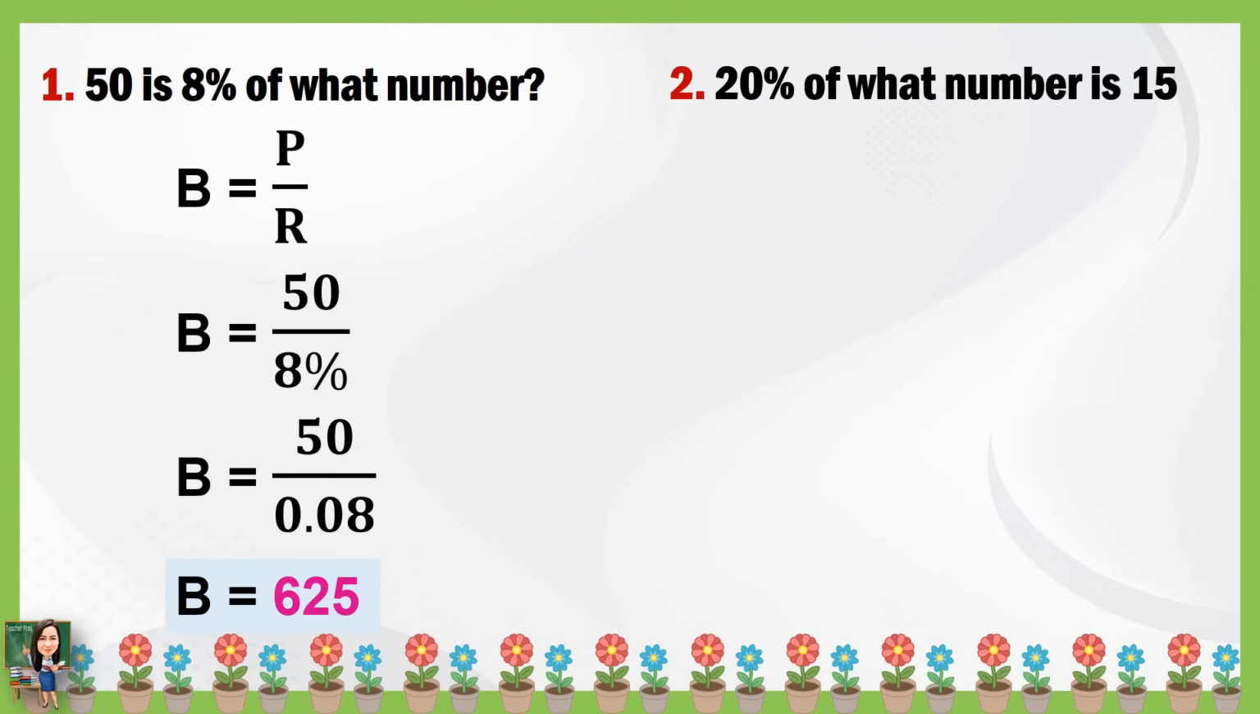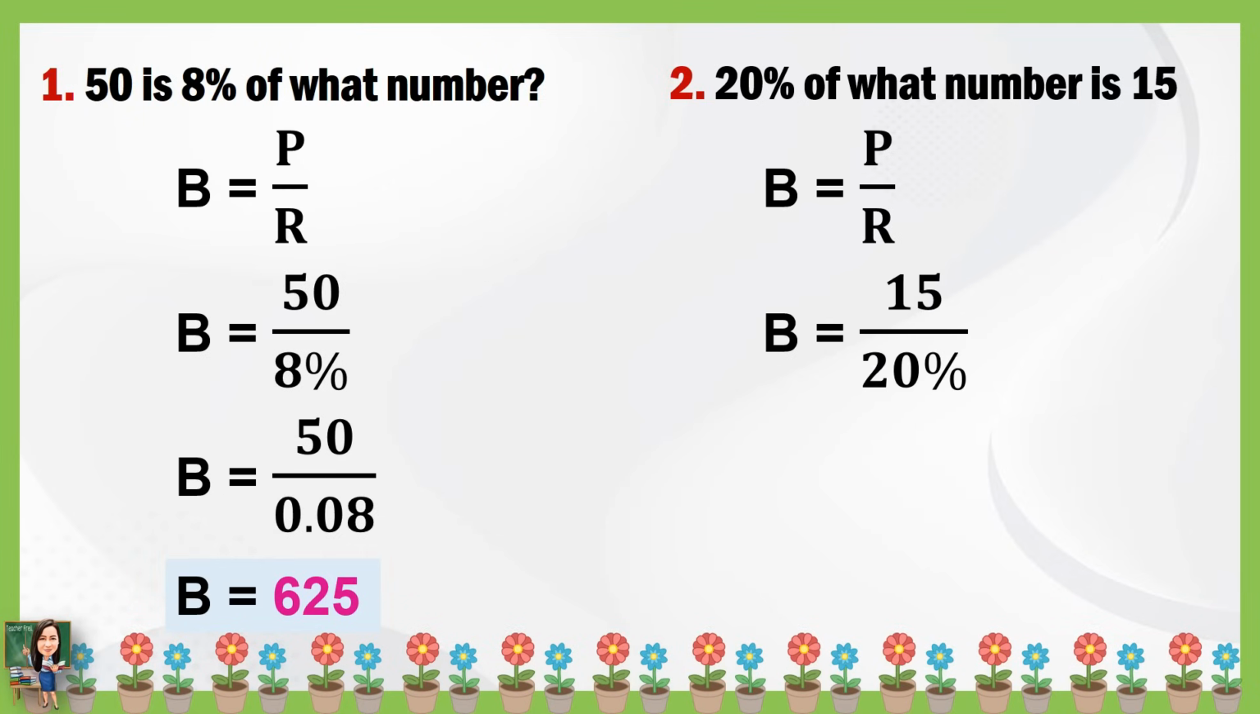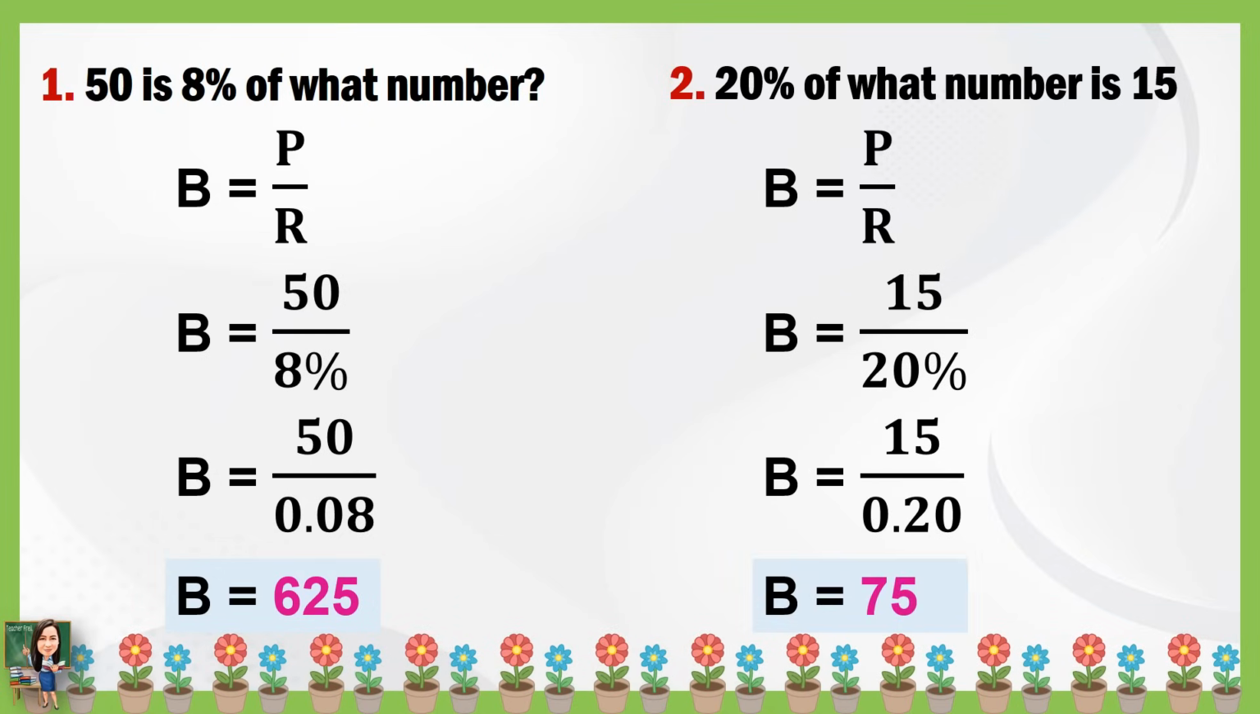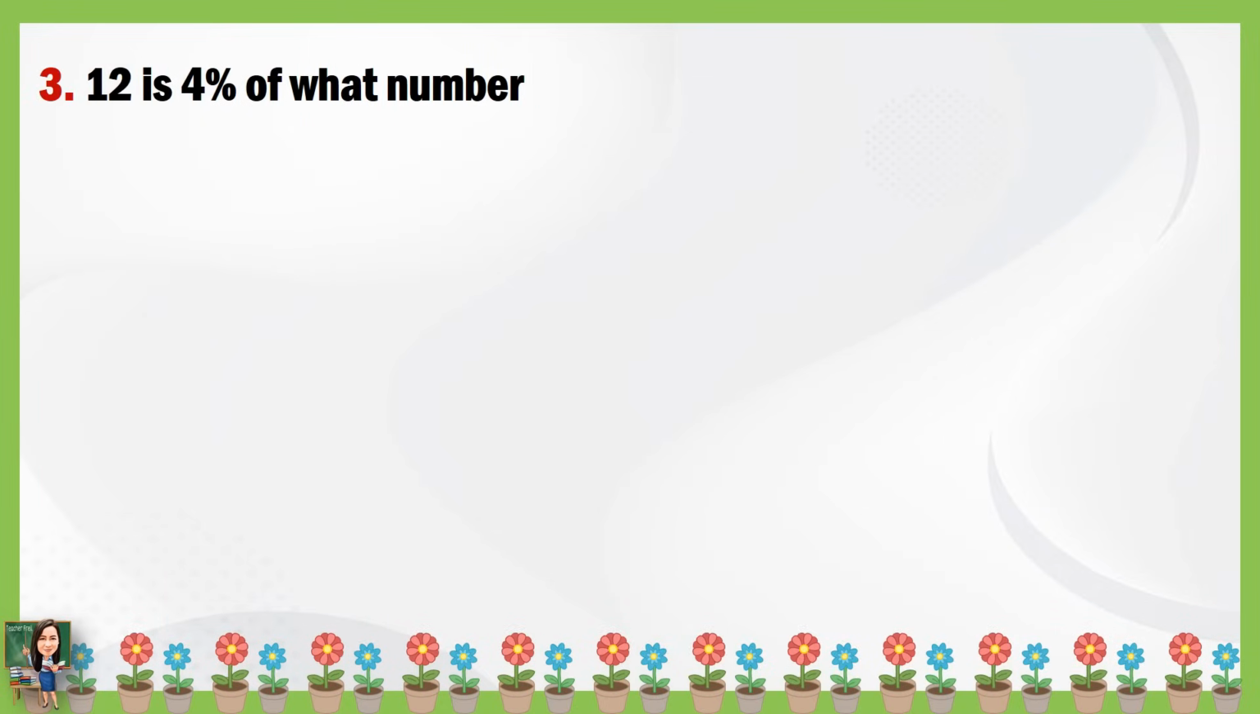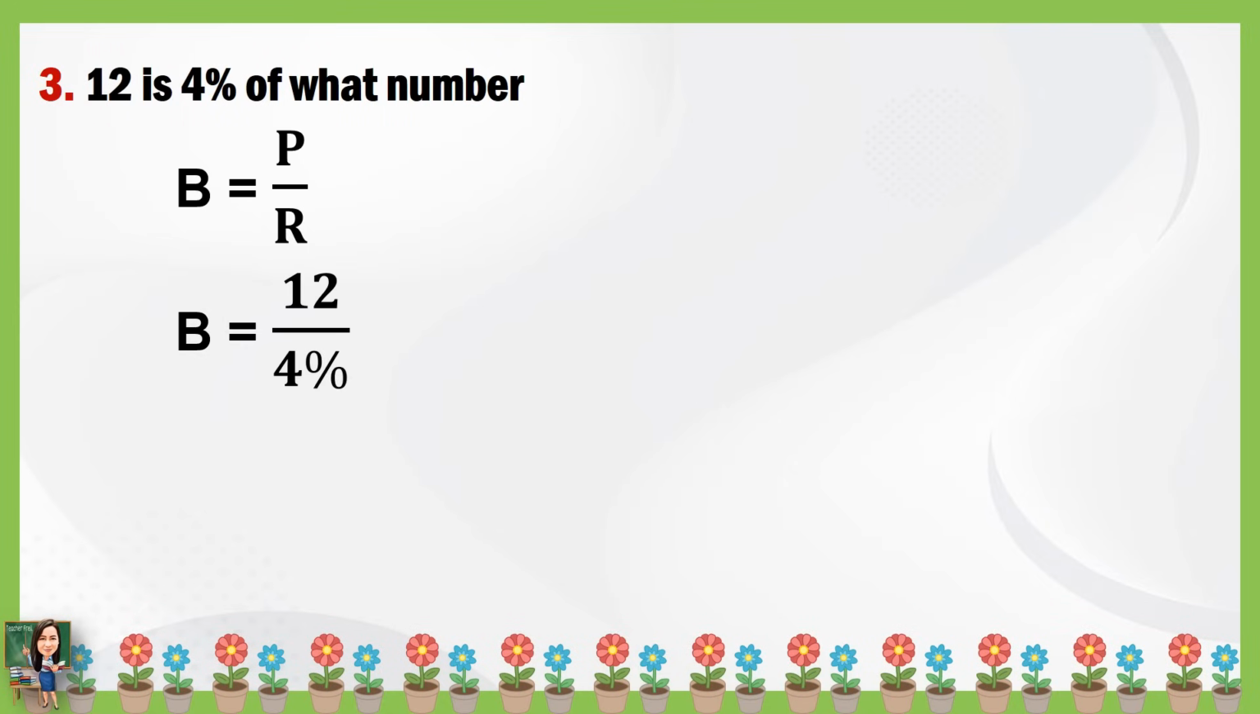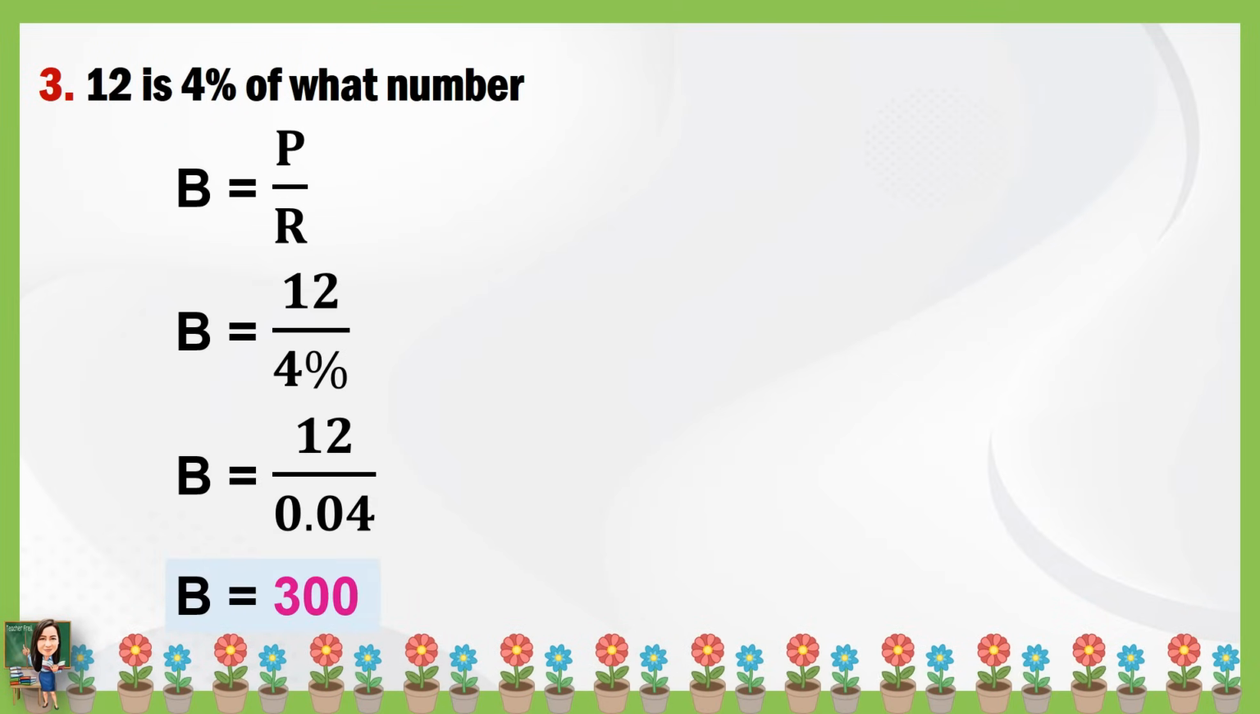Number 2. 20% of what number is 15? Use this formula. Base equals 15 divided by 20%. In decimal, 20% is 20 hundredths. 15 divided by 20 hundredths equals 75. The base is 75. Number 3. 12 is 4% of what number? Use this formula. Base equals 12 divided by 4%. Change 4% to decimal, which is 4 hundredths. 12 divided by 4 hundredths equals 300.